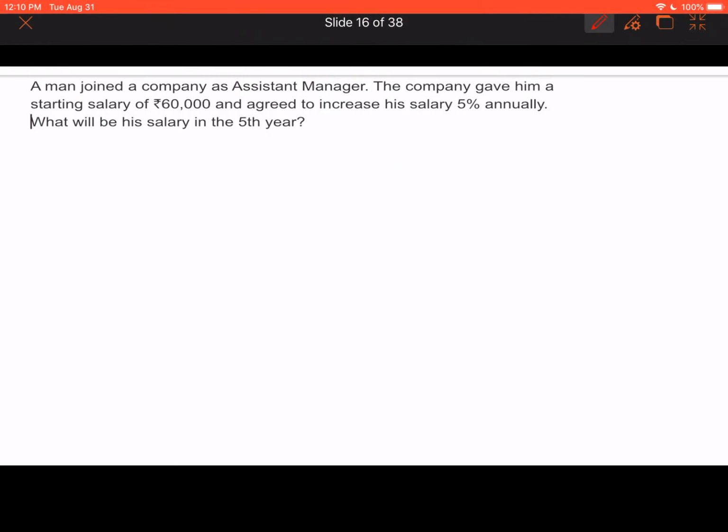Okay, then a man joined a company as assistant manager. The company gave him a salary of 60,000, and agreed to increase his salary 5% annually. So at the end of the next year, he'll be getting 60,000 plus 5% of 60,000.